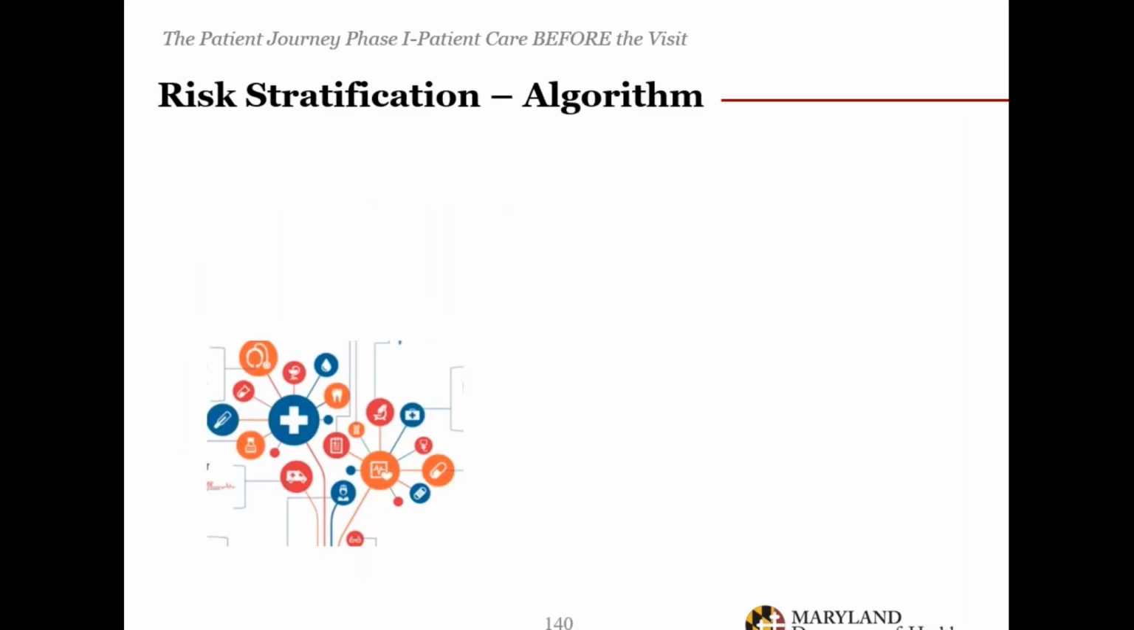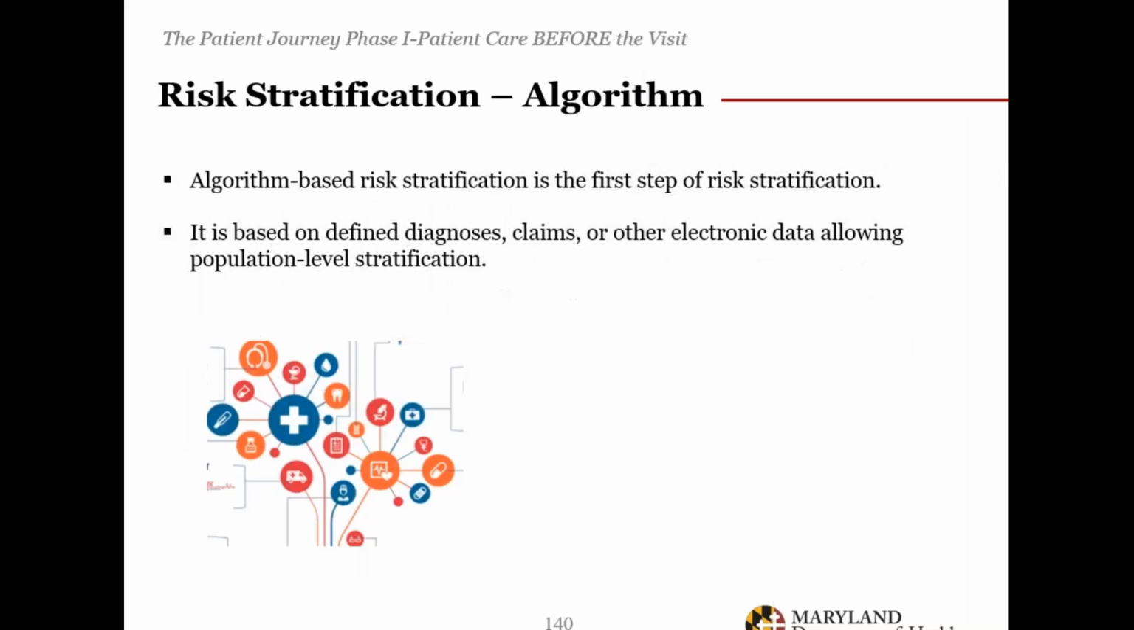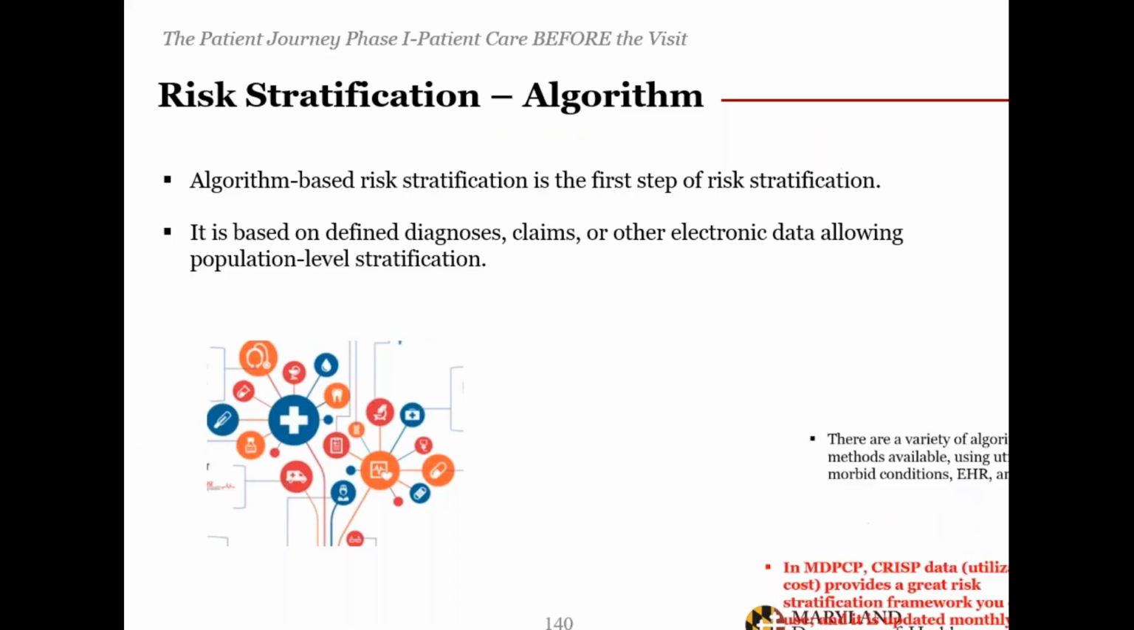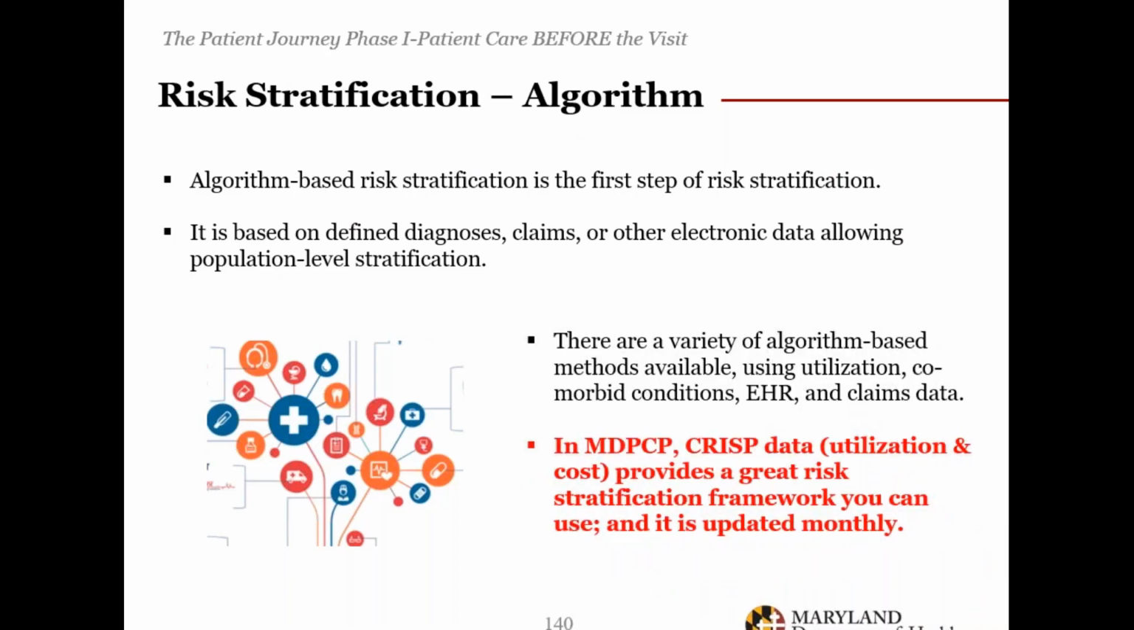So risk stratification, we have the algorithm, step 1 for the risk stratification. Now, prior to NDPCP, folks have done this differently. It doesn't really matter. We just need to know that the data that you use to populate the algorithm score is based on diagnosis, claims, and there's a variety. We would advise that you use what is provided for you through CRISP, and it just kind of takes off a lot from you.